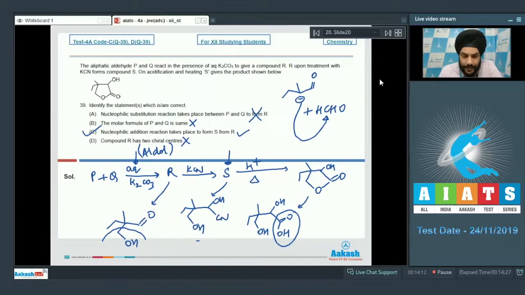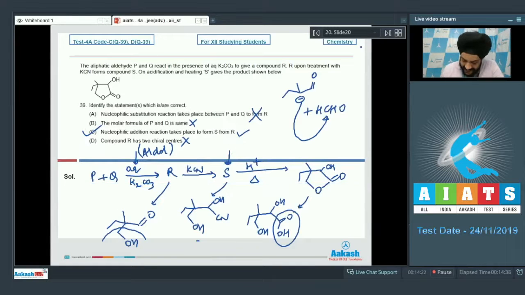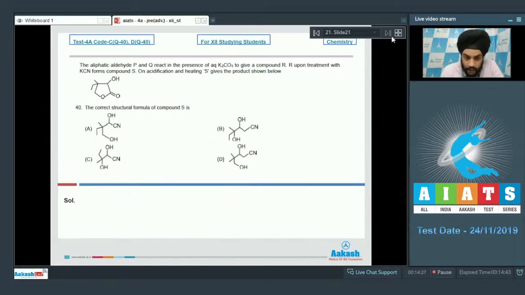Let us look at the last question for this paper, students. Question number 40. The correct structural formula of the compound S is. So if we go back to the previous slide, students, we can see that the structure S was the cyanohydrin. Okay, so if we look at the options which are given to us, we can clearly see that for this question, we have to mark the correct answer as option A.